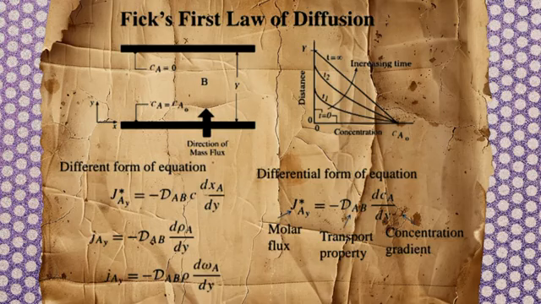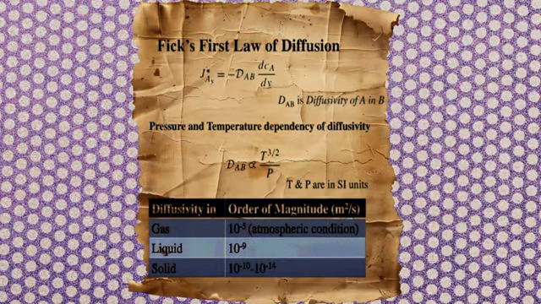Now, let us talk about how diffusivity DAB depends on pressure and temperature. Diffusivity increases with temperature and decreases with pressure, and it follows the relation DAB is directly proportional to T to the power 3 by 2 divided by capital P. So, if temperature increases or pressure decreases, particles diffuse faster. This is intuitive. At higher temperatures, molecules move more rapidly.